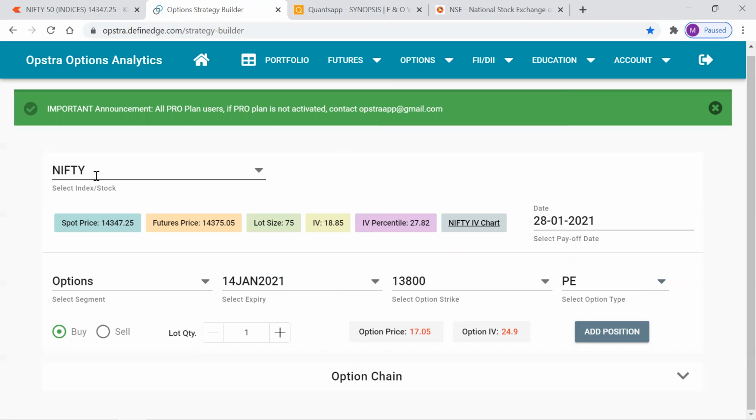I repeat, here we are dealing with Nifty, and the current price of Nifty is 14,347.25. This is an example. If you are expecting that the market will fall below 13,800 before 14th of January, then you need to buy puts. So we are expecting the market to fall beyond 13,800 before 14th of January, and what we need to do is buy a put. So this is PE and I'm buying the put.